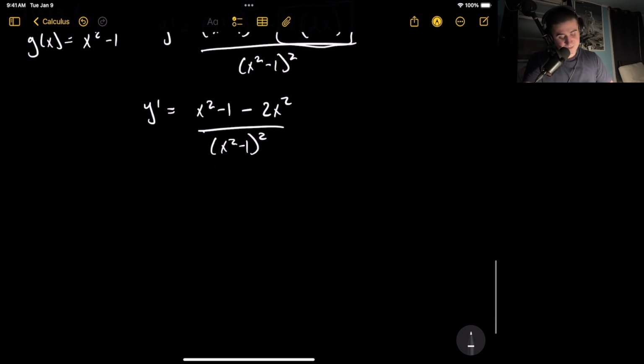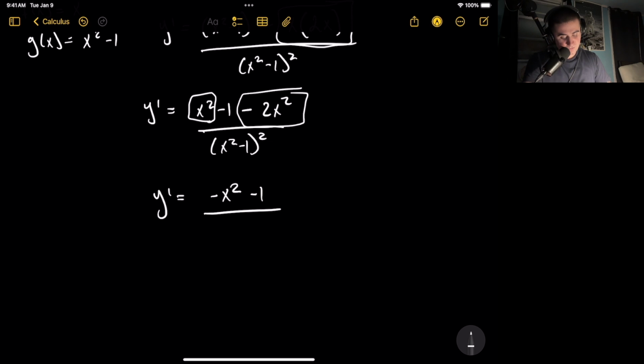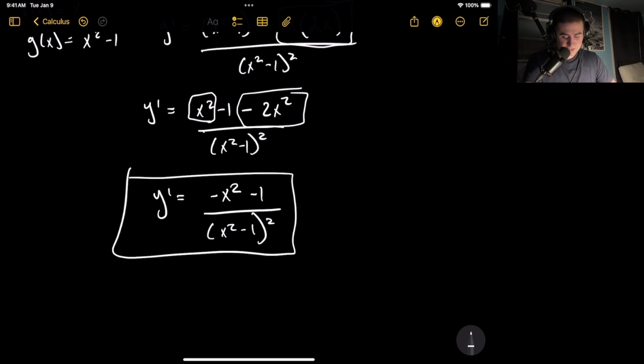I know there's a lot, but bear with me here. Y prime is equal to, so x squared, we'll combine the like terms. We have x squared minus 2x squared is negative x squared. And then we're left with the minus 1 over x squared minus 1 squared. And this, ladies and gentlemen, is our final answer.